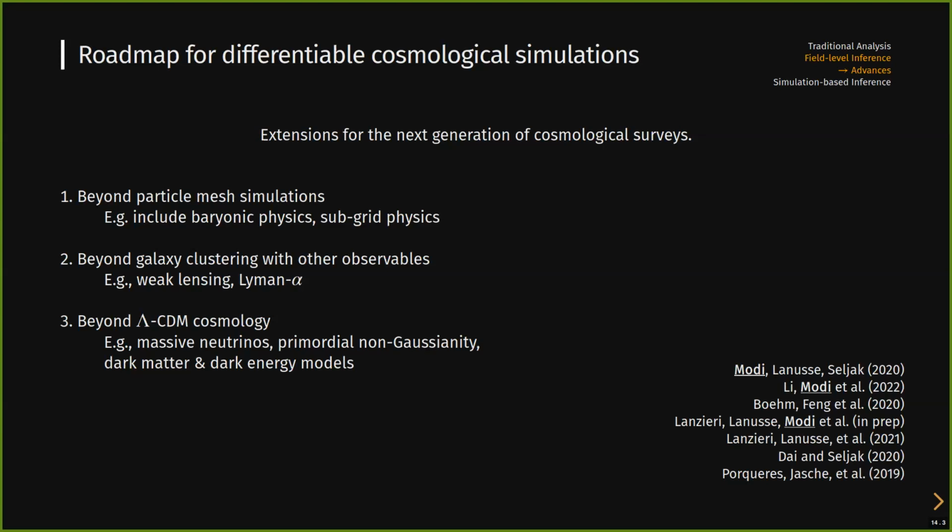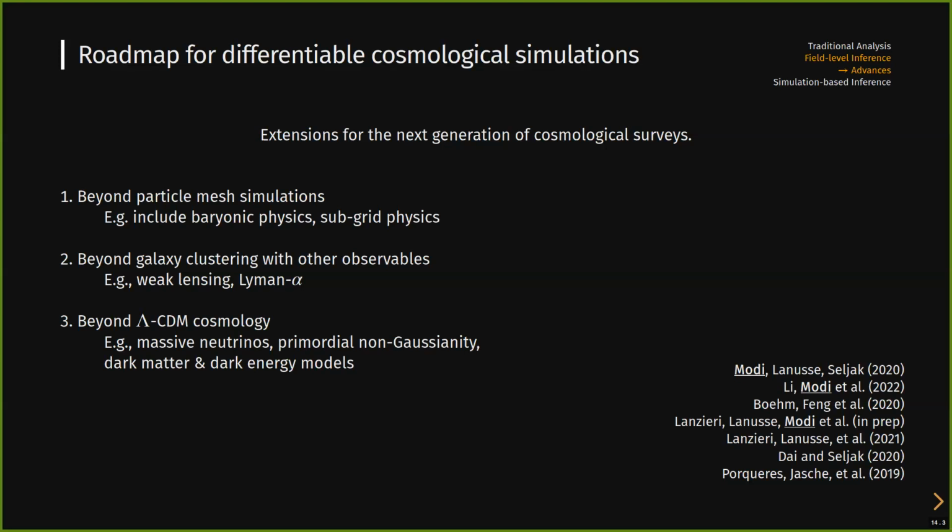For example, we want to go beyond particle mesh simulations. So we need to include baryonic physics, subgrid physics about the missing forces. So far, we can do galaxy clustering with this, but we would want to extend these to weak lensing, Lyman alpha, and other tracers that we would want to use. Eventually, we want to do beyond lambda CDM cosmology because that's where all the fundamental questions are. So we want to implement massive neutrinos, primordial non-Gaussianity, dark matter, other dark matter and dark energy models.